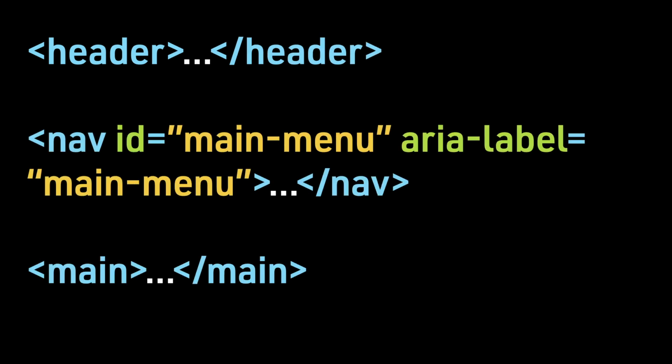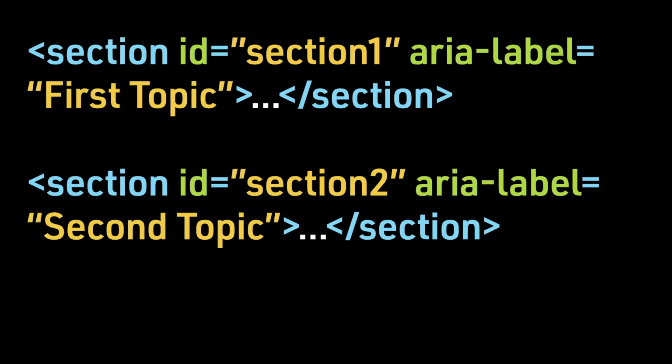Header. Nav, ID main menu, aria-label main menu, end nav. Main. Section, ID section 1, aria-label first topic, end section. Section, ID section 2, aria-label second topic, end section.